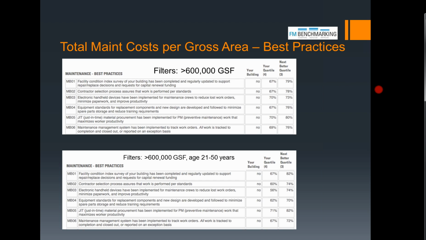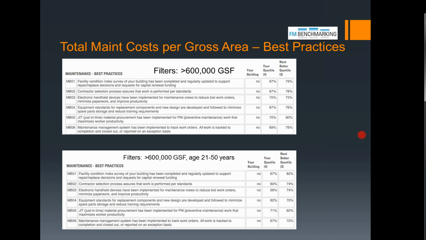So for the first one, MB01, condition index survey, we haven't done that. 67% of the people in the 4th quartile said they did that, and a pretty significant jump even into the next better quartile, 79%. So those are pretty significant bumps, especially when you start to consider what kind of things you could do to drive up and improve maintenance performance.